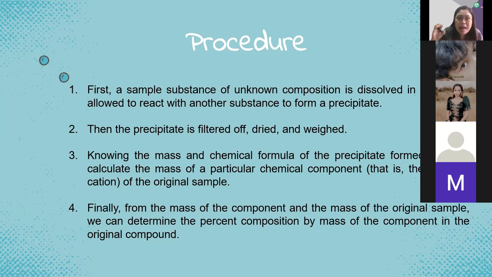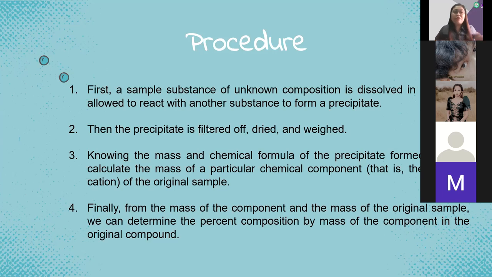So, kung gusto natin malaman class ang pangalan and composition ng unknown substance natin, ang gagawin natin is i-dissolve natin sa tubig. After that, syempre solid yun. So, kailangan natin siya i-dissolve sa tubig. And then, ipagpapareact natin siya with another substance that will form a precipitate. So, meron tayong chemical equation dito. And makikita natin sa product na merong precipitate na na-form. Now, anong gagawin natin? Kukunin natin yung precipitate. This is class the process of gravimetric analysis.